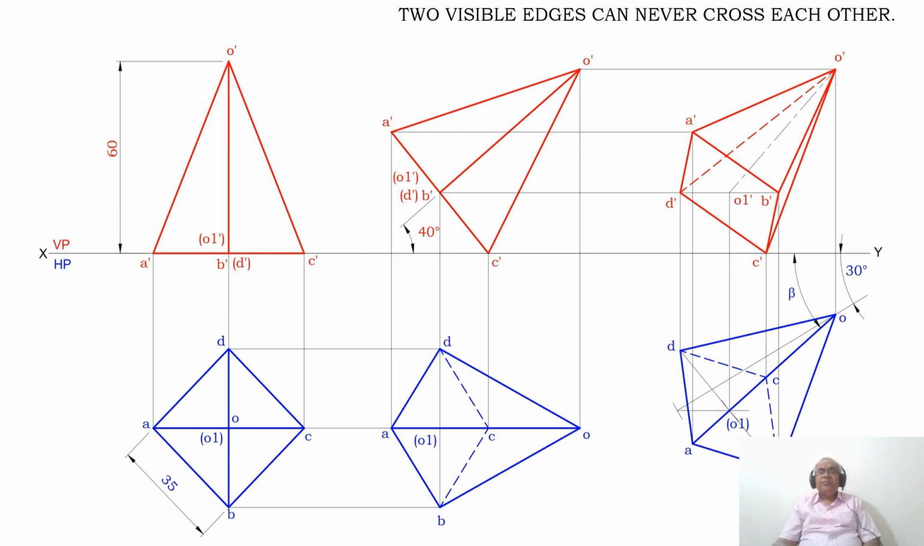How do I know that this problem is right? You can see even in the final position that the corner is on HP, then the axis is inclined to VP at 30 degrees, so we need to find out the apparent inclination, which we have found out. Since the axis is inclined to HP at 40 degrees, and the base of the square pyramid is 35 and the height of the square pyramid is 60. So this is how you will be able to analyze and solve the problem in a manual sketchbook. Thank you.